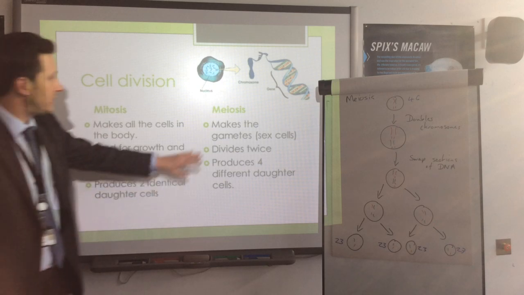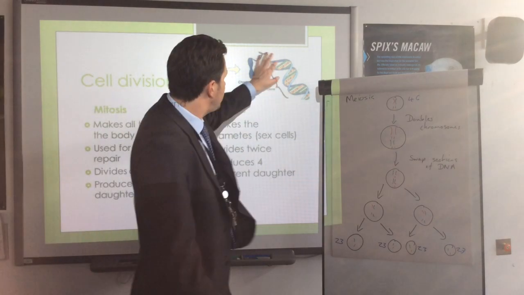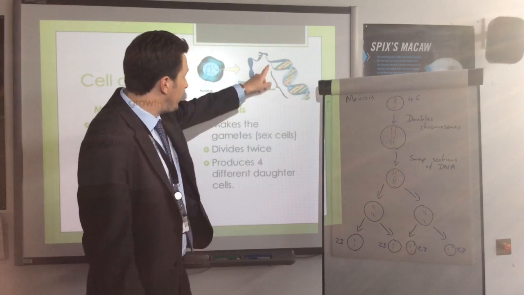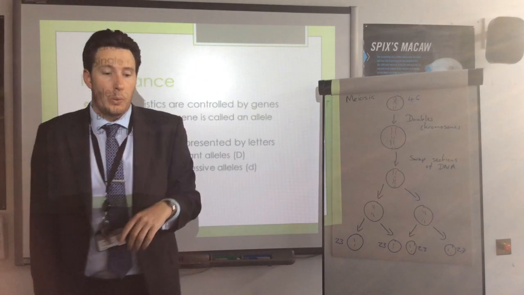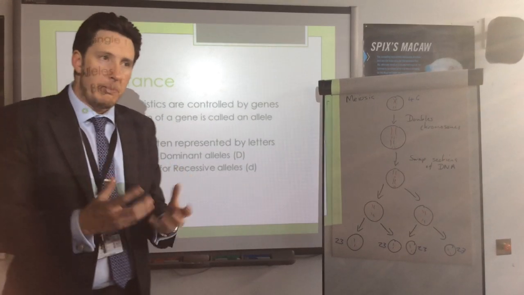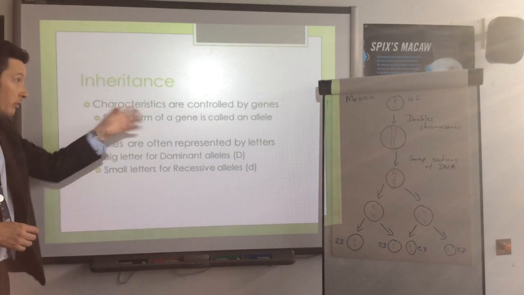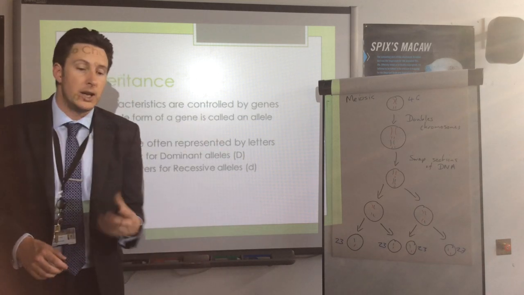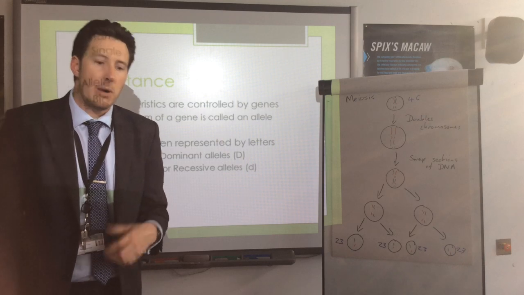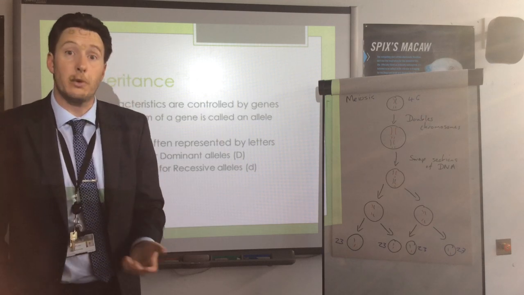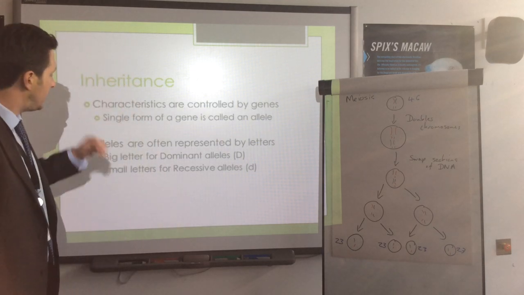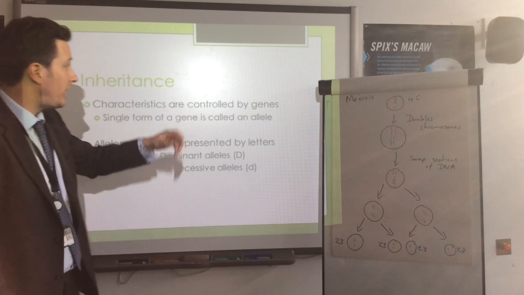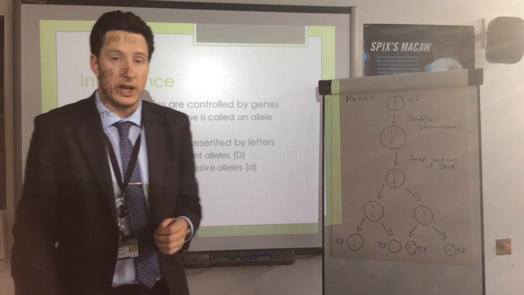Now, why that's important, particularly meiosis, is because it leads to single forms of genes, single bits of DNA, which can be combined together to make different characteristics. They're all controlled by the genes that you have, and the single form of a gene is called an allele. Now, that's a definition that can come up. They can ask you what is an allele. It's the single form of a gene, and when you combine 2 alleles together, you actually make a gene that will control a certain characteristic.